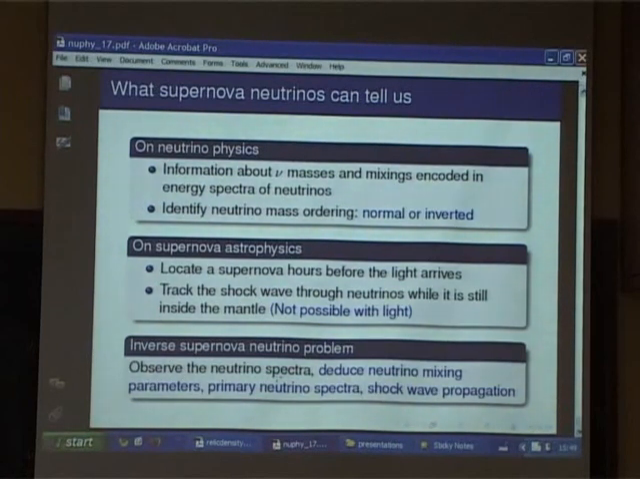So that makes some of the summary of this picture. If you figure out the neutrino mixing parameters, hierarchy, theta 13, figure out the primary neutrino spectra, which are, as I said, not very well known, and then you figure out shock wave propagation. Otherwise, you will never be able to see how the shock wave propagates. So essentially, doing supernova neutrinos means you do everything that you did in the first half of this course.